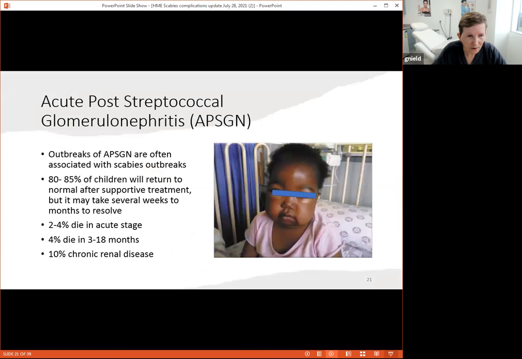So here's a child on the photo with edema due to acute post-streptococcal glomerulonephritis.